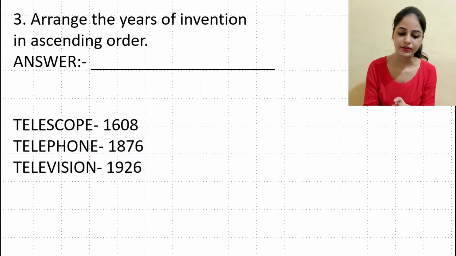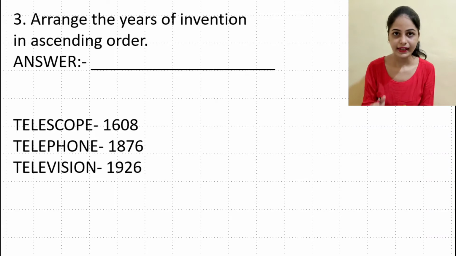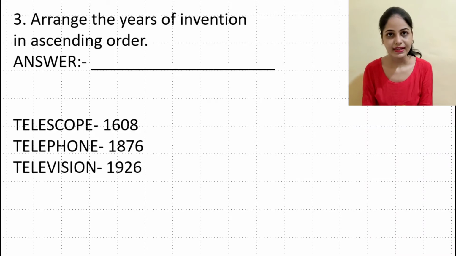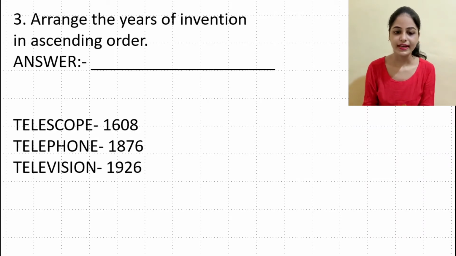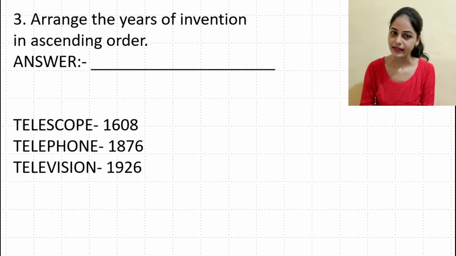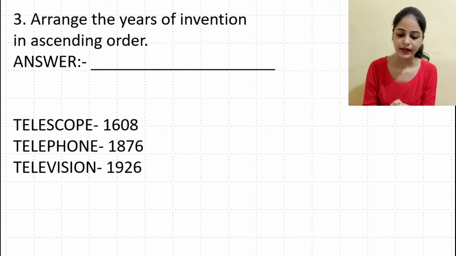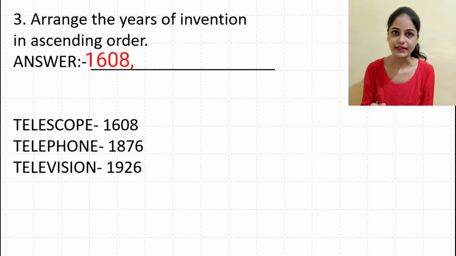Accordingly, here you have to see that the telescope was invented in the year 1608 and the telephone was invented in the year 1876 and the television was invented in the year 1926. So we have to arrange these years in the ascending order. The smallest number is 1608. So first we have to write 1608.